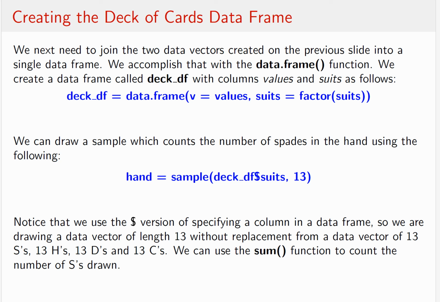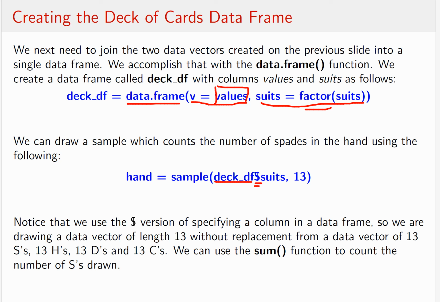We do this using the data frame function. So V equals values, suits equals suits. What are we doing here? We're putting in these names so that those will be the names of the titles. Factor, what is this saying? It's saying that it's not a numeric variable, it's a category variable, or a factor variable in statistics lingo. Then we've created this deck underscore DF for our deck of cards data frame.